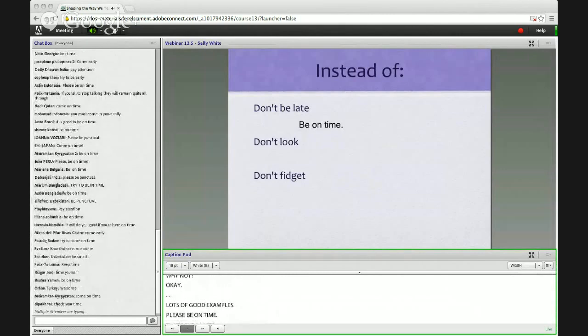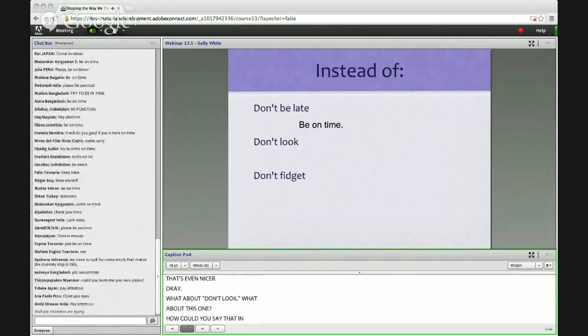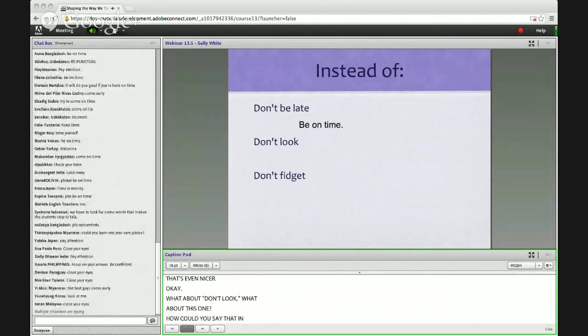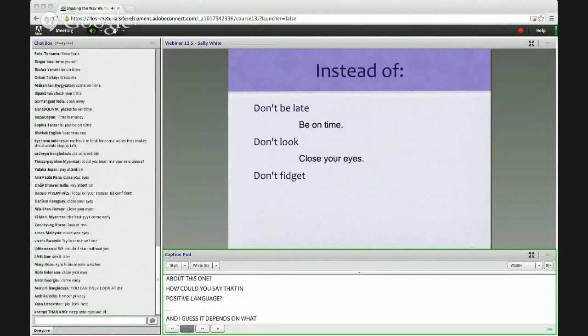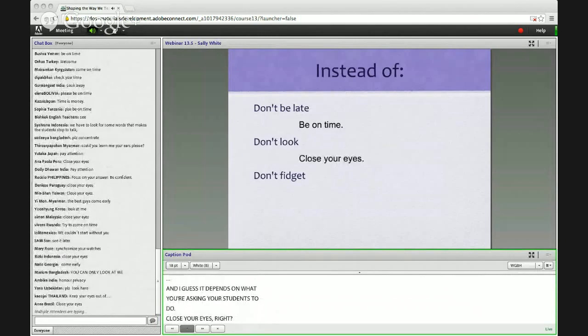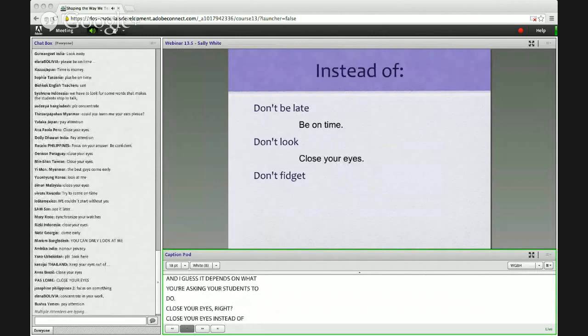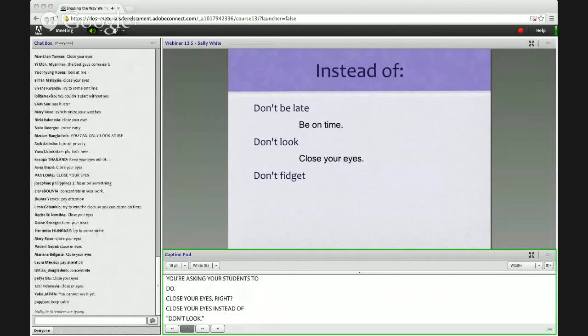Okay, what about don't look? What about this one? How could you say that in positive language? And I guess it depends on what you're asking your students to do. There, close your eyes, right? Close your eyes instead of don't look. Please look here. Yana. Okay, turn your head. There's another way to say it.